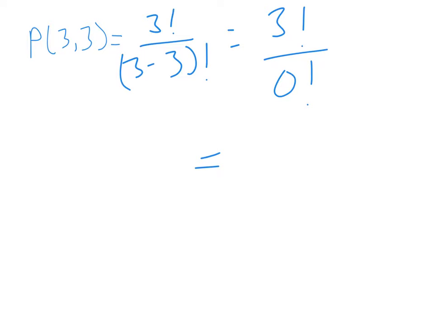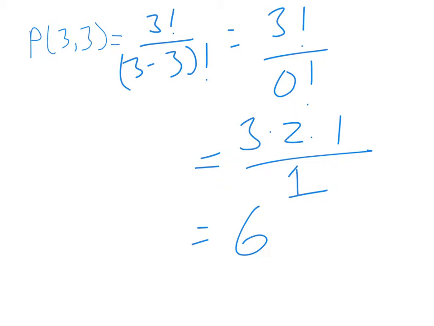So I want to remind you that 3 factorial is 3 times 2 times 1. 0 factorial is just actually 1. It's not 0. So this is just going to give you 3 times 2 times 1, which is 6 over 1. 6 over 1 is still 6. So that is a permutation of 3 and 3. So I just wanted to give you another example where you see that 0 factorial. Don't freak out. 0 factorial in this case is going to be 1.